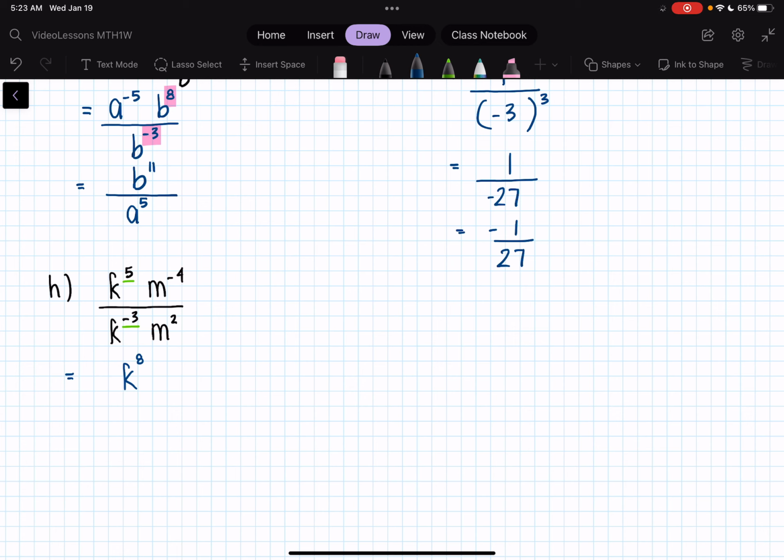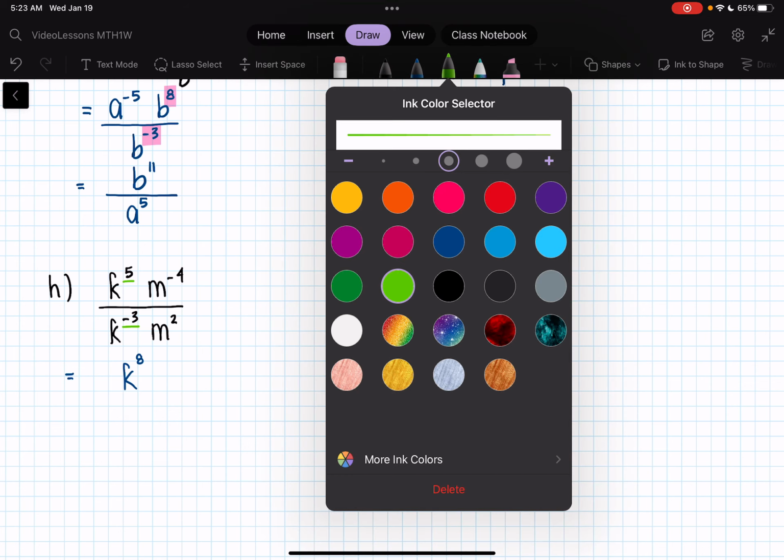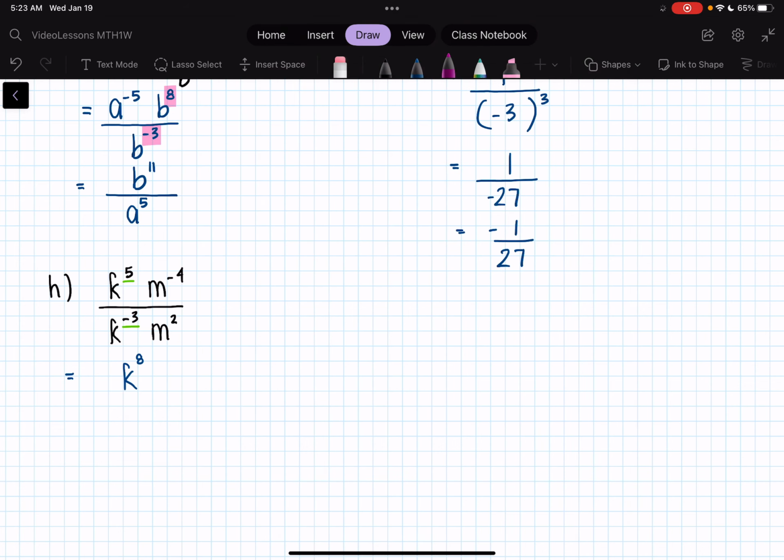And then we move on to our base m. Now m at the top has a power of negative 4. But the denominator has a power of 2. 2 is bigger than negative 4. So we're going to put the m down here. And then we go 2 minus negative 4, which is 6. And then notice the k and the m, they're not the same bases, so we can't do anything else with it. That's where we stop.